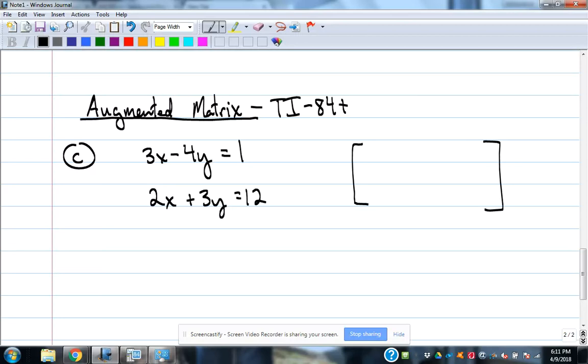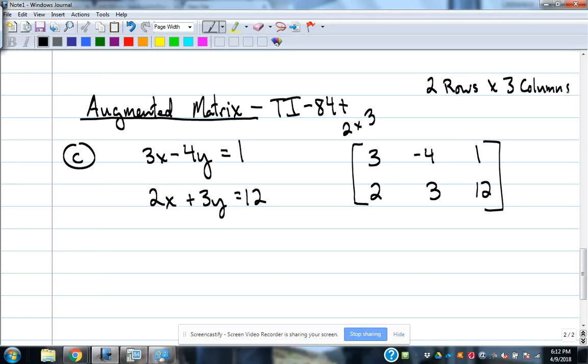Okay, so we got 3, -4, 1, 2, 3, 12. That matrix, when you name the size of it, it's called a 2 by 3 matrix. 2 rows, 3 columns.